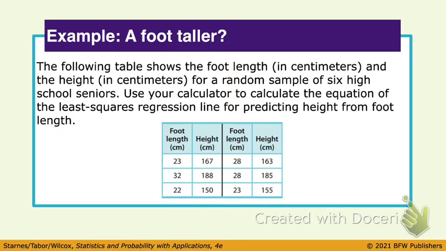All right, so we're going to do this example. The following table shows the foot length in centimeters and the height in centimeters for a random sample of 6 high school seniors. Use your calculator to calculate the equation of the least squares regression line for predicting height from foot length. Okay, so we are going to put our foot lengths in L1. Again, once you get to the bottom of this list, just continue with the second side. And then we're going to put our heights into L2. We're going to put that data in.